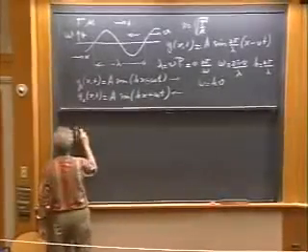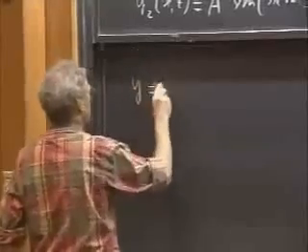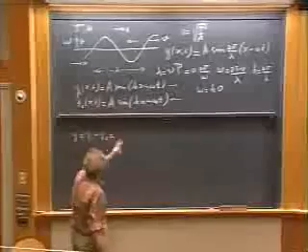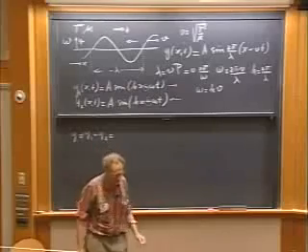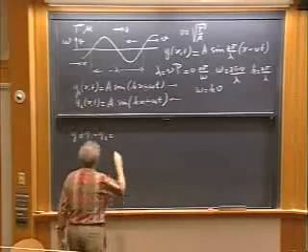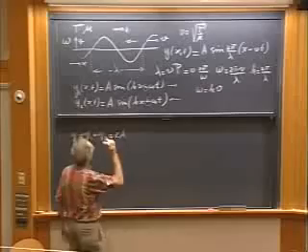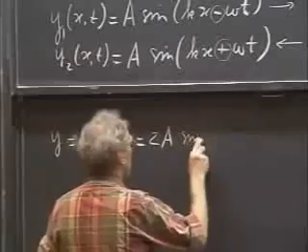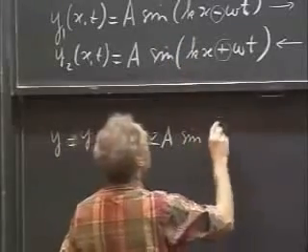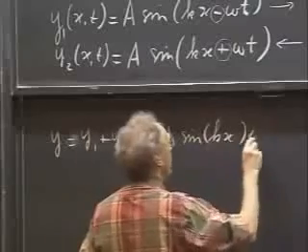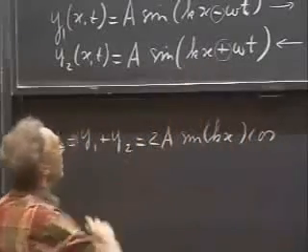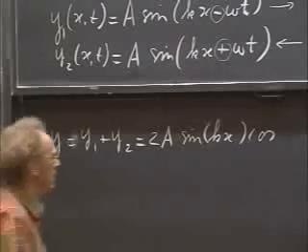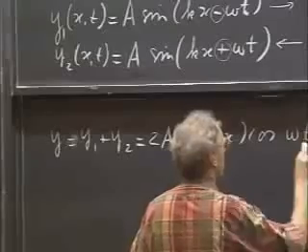And so y, which is then the total displacement, is y1 plus y2. And so I get the sine of alpha plus the sine of beta. That is twice, so that becomes 2A times the sine of half the sum, which becomes kx, times the cosine of half the difference. Half the difference would be minus omega t, but minus and plus for cosine is the same thing, so I will just write down cosine omega t.